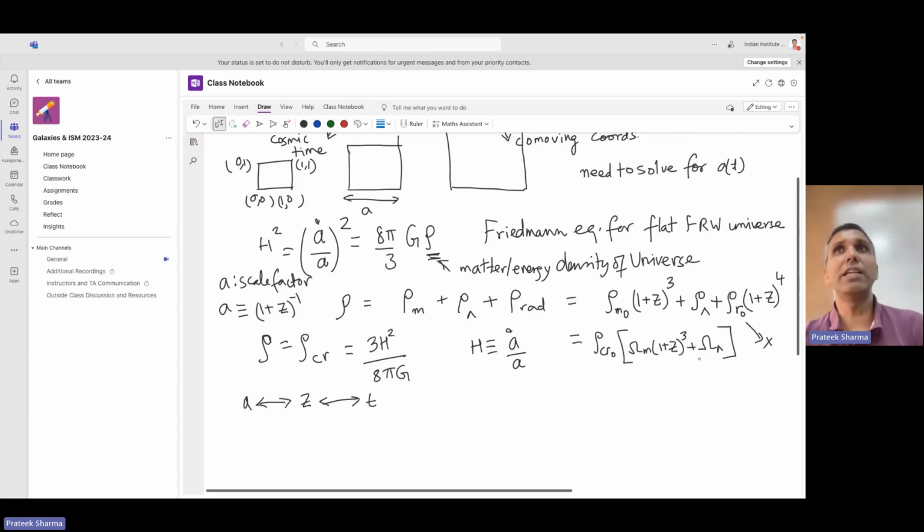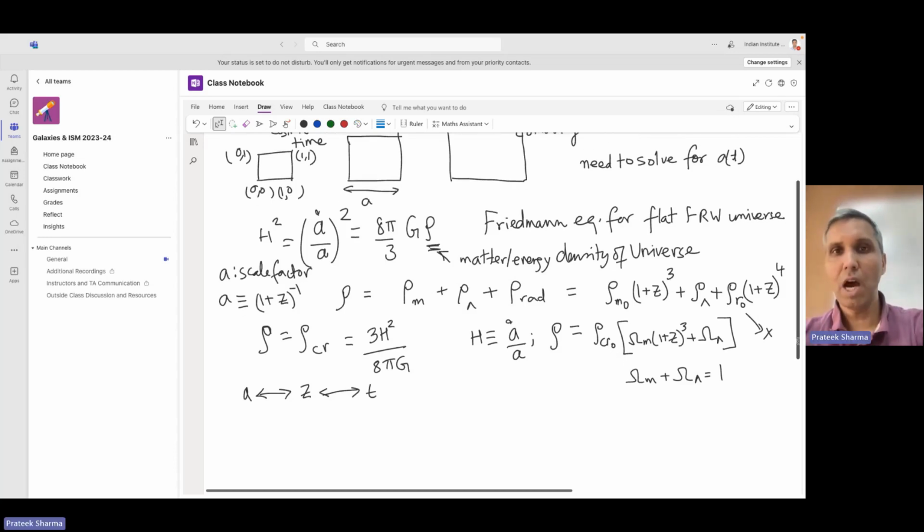The universe was radiation dominated at redshift around 3000 or higher. But for our purposes, we are really interested in redshift of 10, 20, 30. Radiation can be totally ignored on the cosmological large scale, right? The other thing is this is rho as a function of redshift. So the universe being flat implies that omega matter plus omega lambda is equal to 1, right?